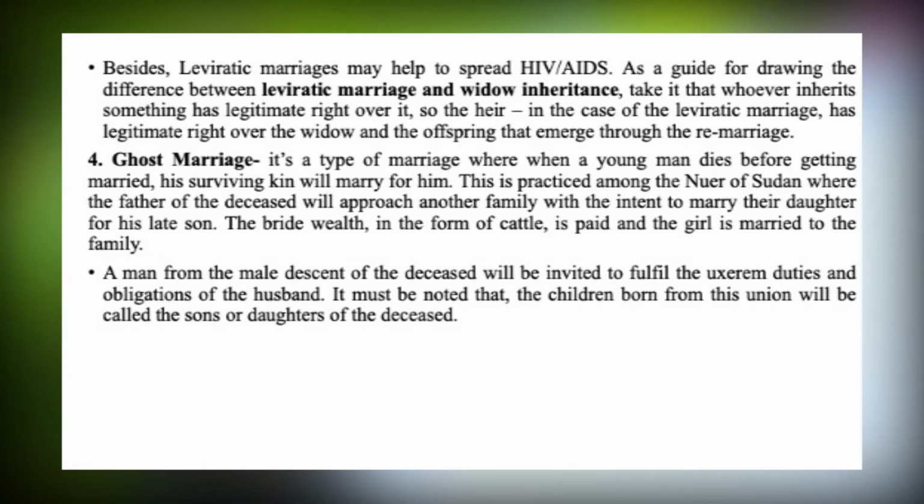The last type of marriage to be discussed is ghost marriage. Ghost marriage is said to be a type of marriage where a young man who dies before getting married, his surviving kin marries for him. So this is the situation. There is a young man, probably 25, in his 20s or early 30s, and then he dies but never got married.